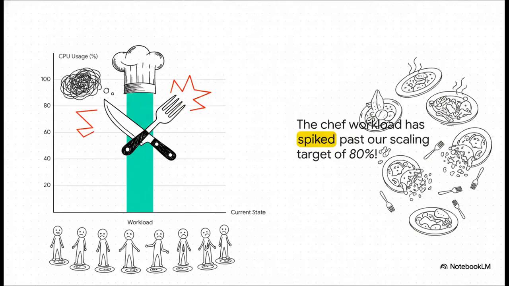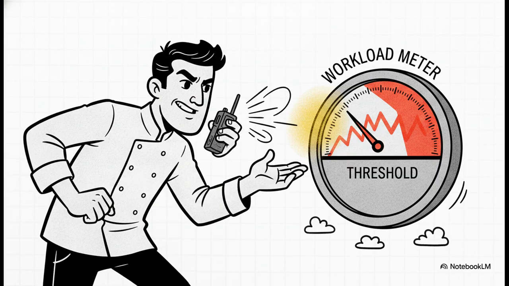We can see the problem right on the monitors. The average workload for our chefs, their CPU usage, has just spiked to 90%. That is way above our target of 80%. They are completely overwhelmed. If we don't do something and do it fast, the whole system is going to slow to a crawl. But we have a secret weapon.